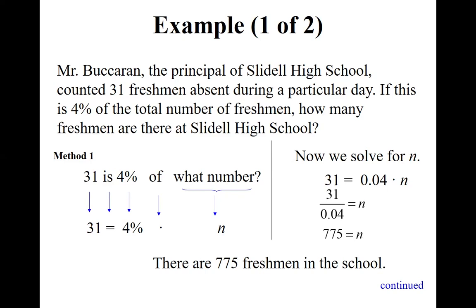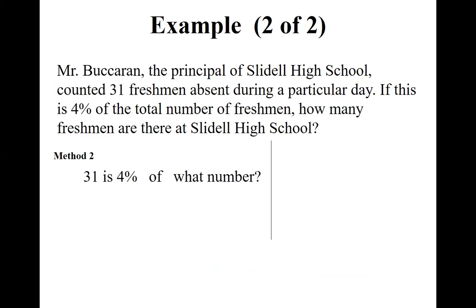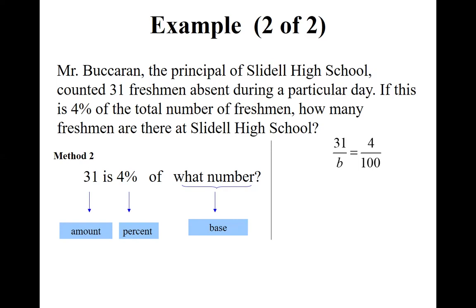If this is method one, what's method two? Method two is to take that same setup. 31 is 4% of what number? But instead of turning the amount, percent, and base into the percent equation, we use the percent proportion. Of what number? The unknown is the base, the bottom on the left. 4%, 4 over 100, that goes on the right. What's left over is the 31 that goes in the upper left. That's the amount. Cross multiply. You can reduce the 4 over 100 to 1 over 25 first if you want, but you'll get the same answer either way of 775.